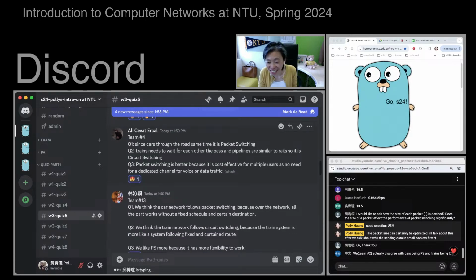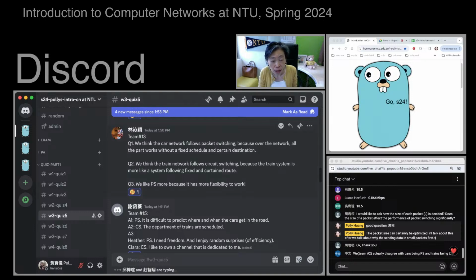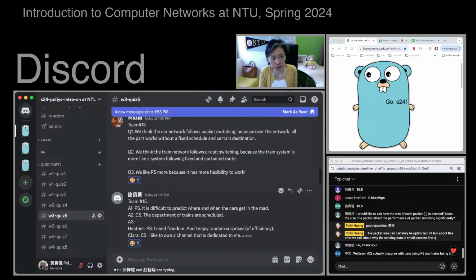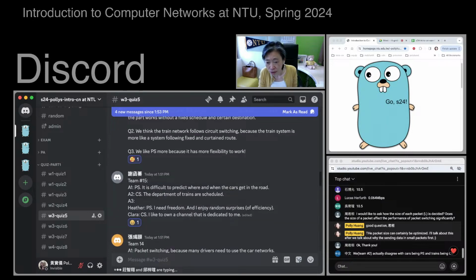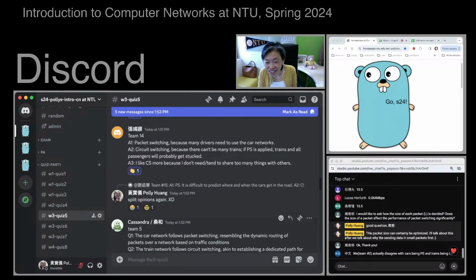You guys are all very opinionated, which is a good thing. As you read other teams' answers, you can see that one likes packet switching, the other likes circuit switching. For example, Team 15 also had a split opinion for Q3, right? One likes PS, the other likes CS. One prefers one over the other. And you can argue either way.